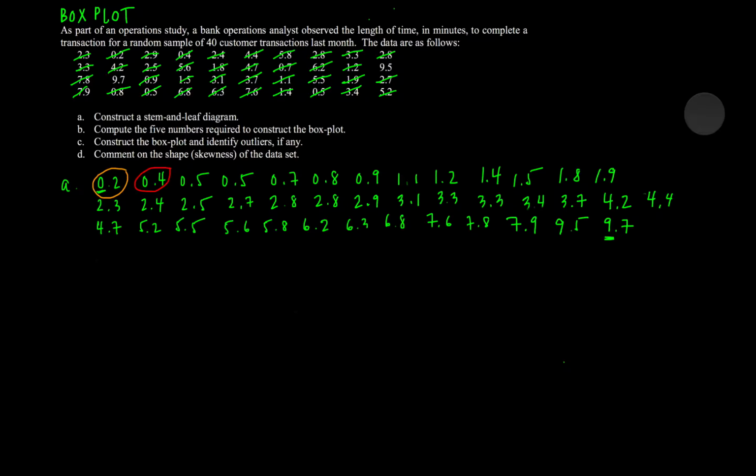So now let's move on to question B, where we're going to compute the 5 numbers required to construct the box plot. What are those 5 numbers? So I'm going to put them right here at the top. This is either called the 5-number summary, the 5-point summary, or sometimes you'll see the 5 star points for the box plot. So what is the 5-number summary?